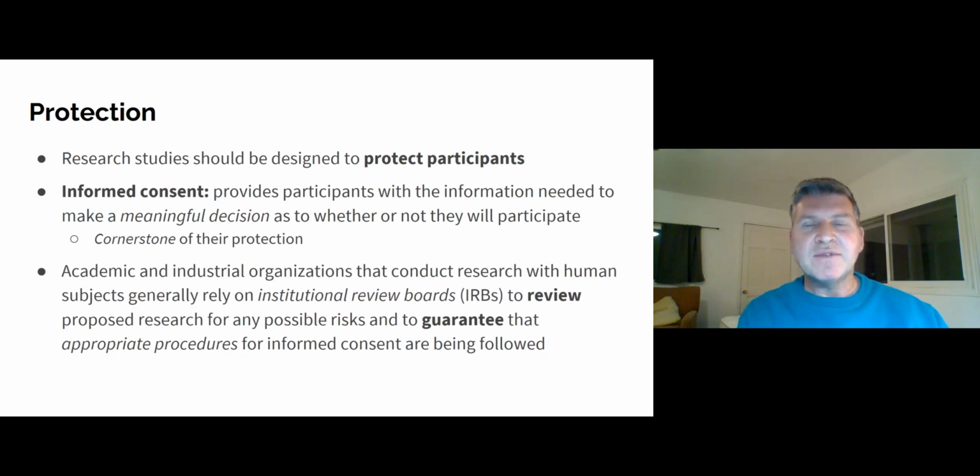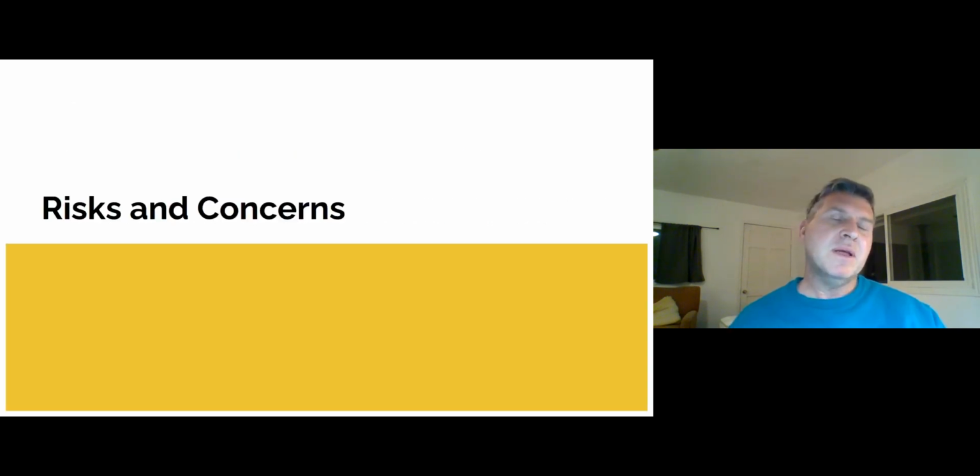What happens is we as researchers have to have what we call an institutional review board, often abbreviated as IRB. This reviews the proposed research design, and it requires researchers to identify any possible risks and guarantee that appropriate procedures of informed consent are being followed. Now, there are certain kinds of studies where these can be waived, but they have to be very carefully studied. This is really about minimizing risk and making sure that any concerns about the study are addressed appropriately.